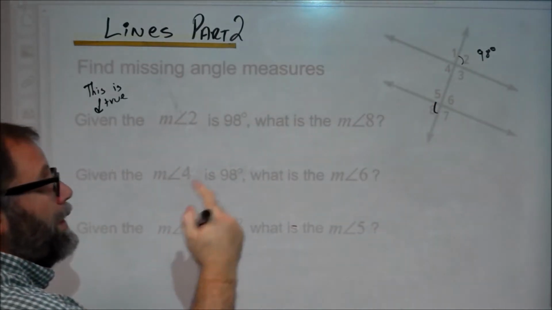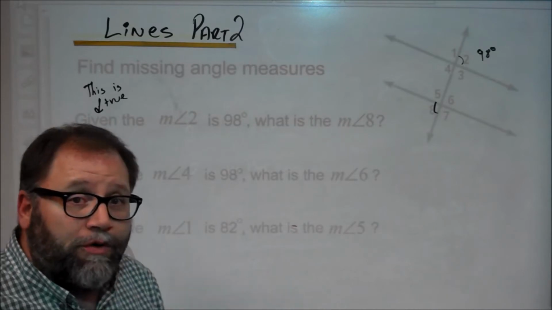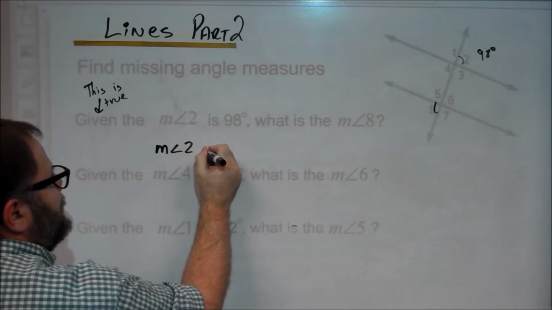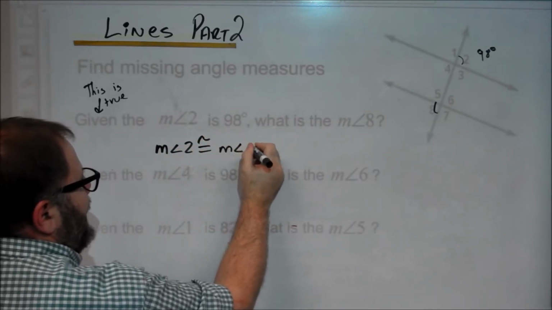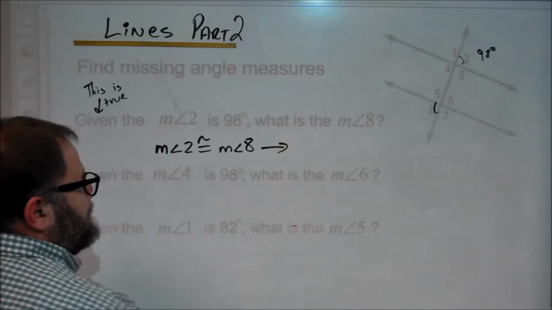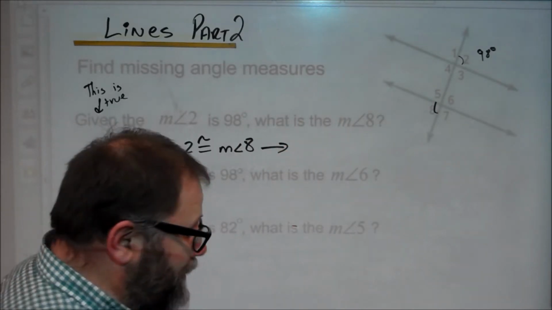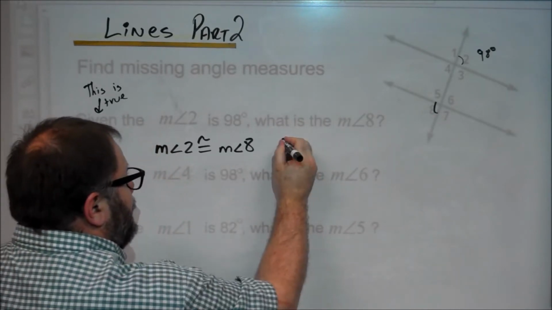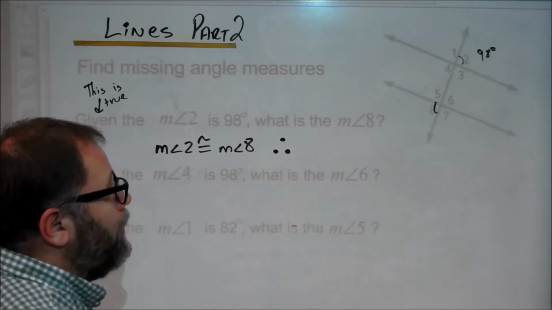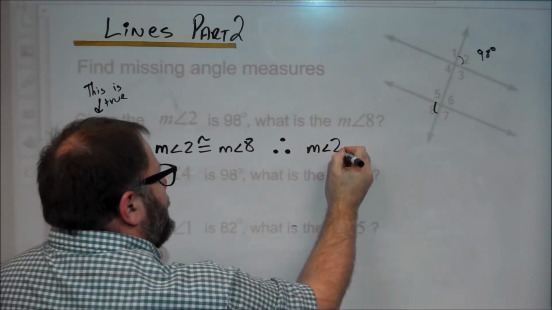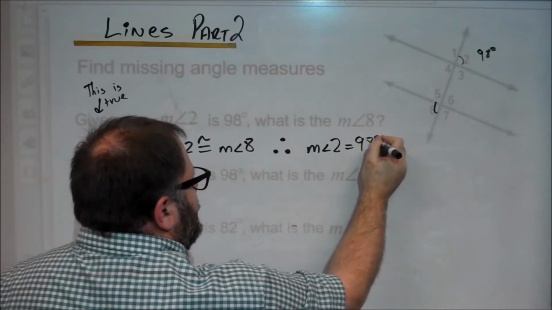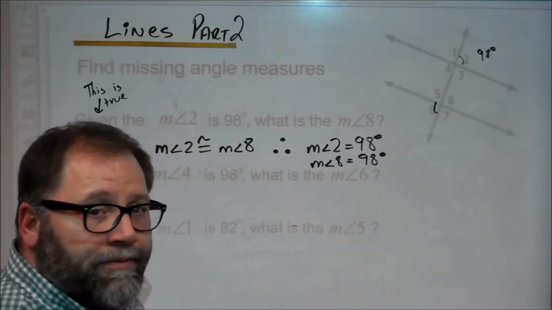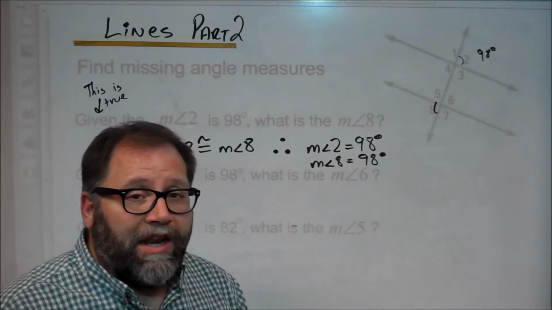They are. So what we've proved there, and this is a geometric thing, is kind of proving things with the facts. What we've proved is that the measure of angle 2 is congruent to the measure of angle 8, which means, and I don't really like that, I'm going to write therefore, but in geometric language, therefore is written with 3 dots. Therefore, if the measure of angle 2 is 98 degrees, the measure of angle 8 is 98 degrees. Not complicated. You're just using logic.